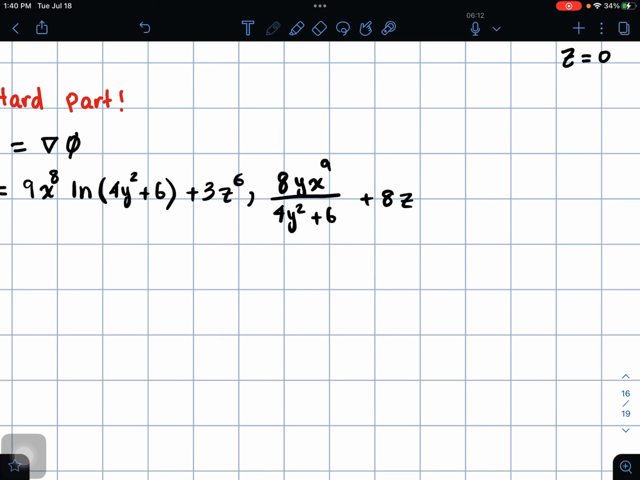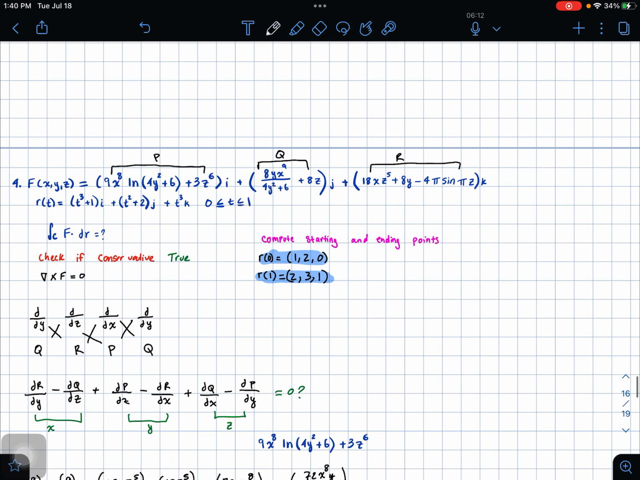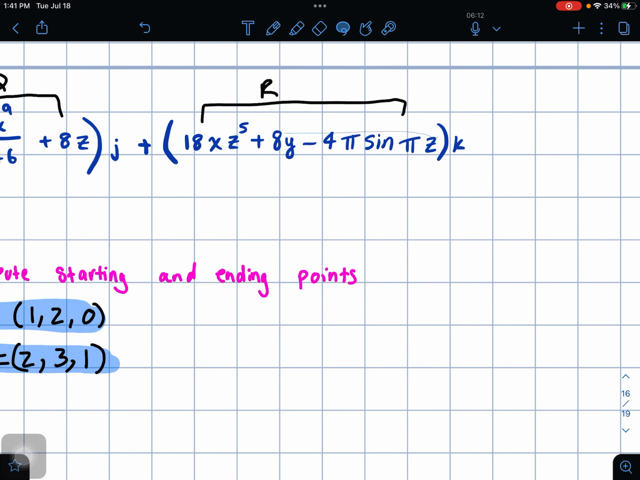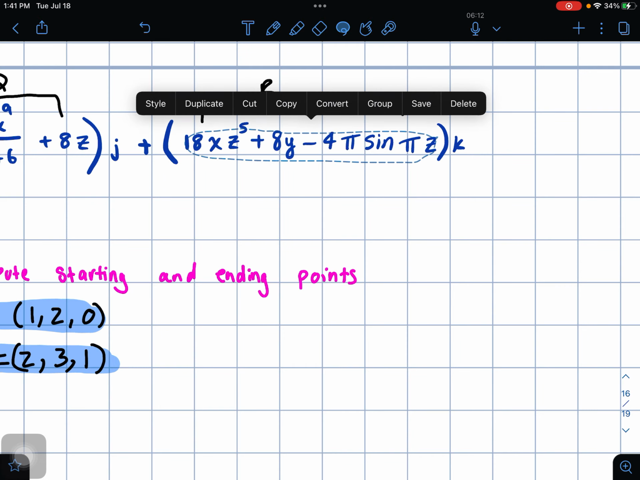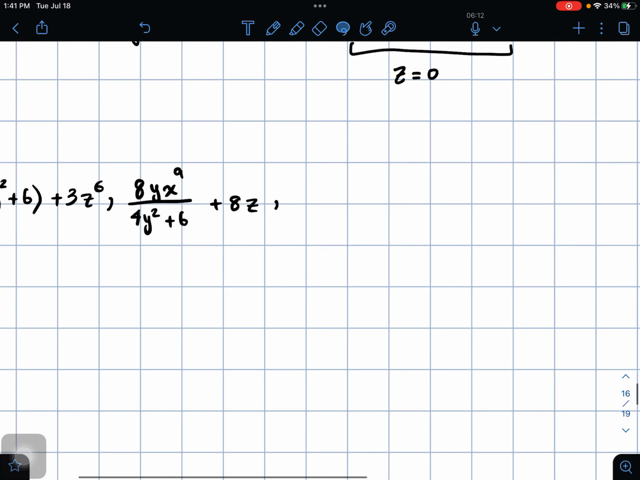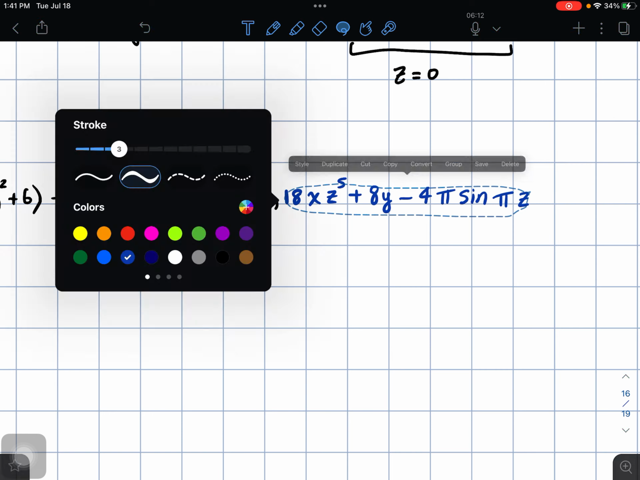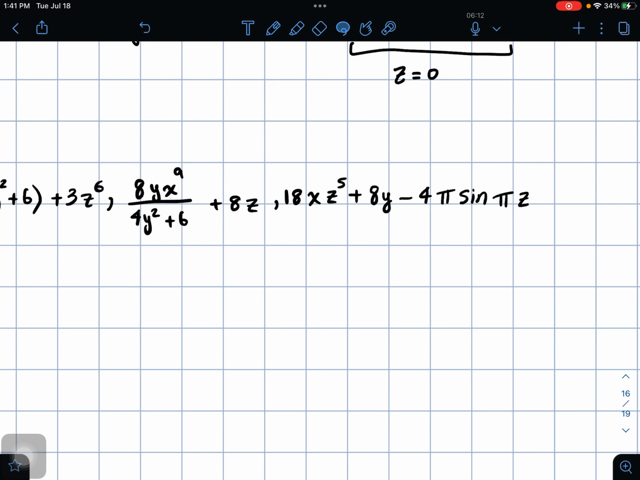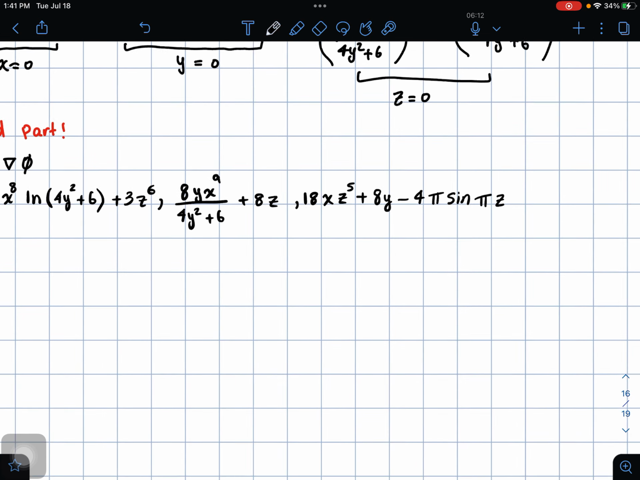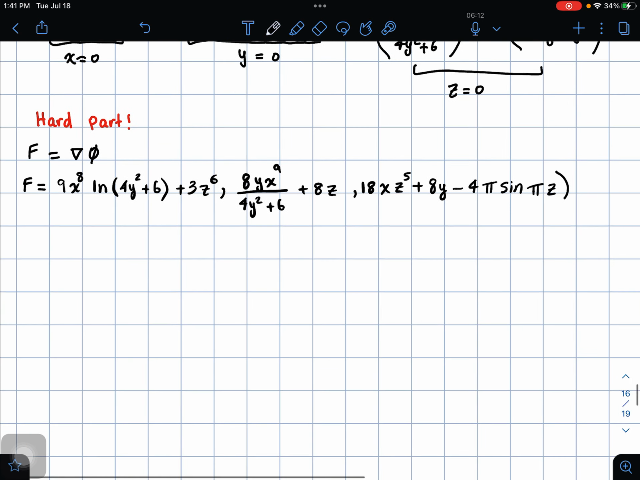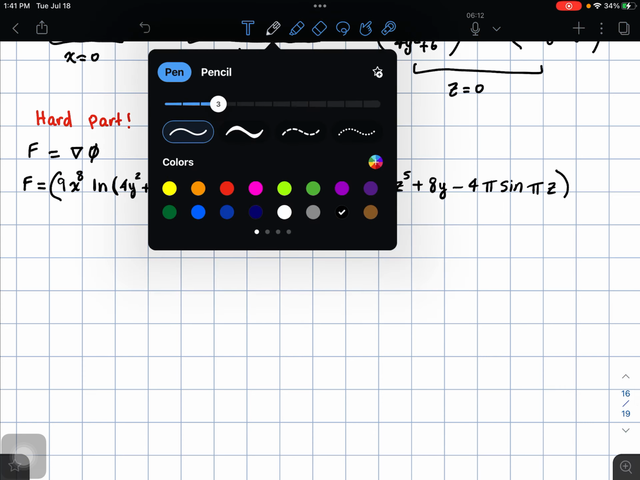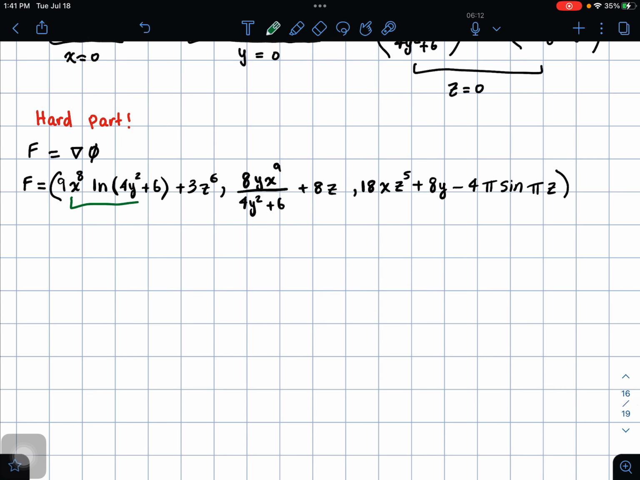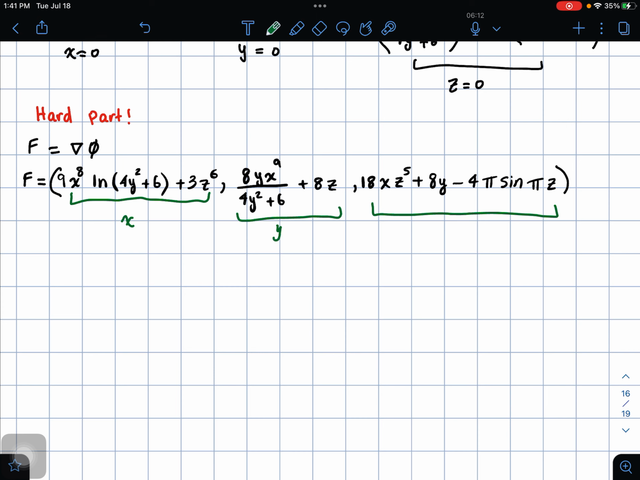Okay. And then our z is this thing right here. Okay, so yeah, this is our coordinate. I'm just gonna separate it a little bit because it can be confusing. So this, this, and this. So this is x, this is y, this is z.